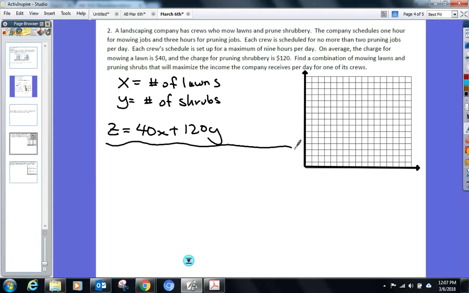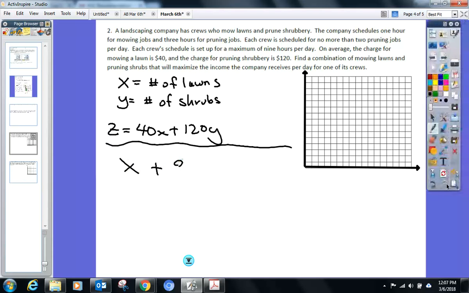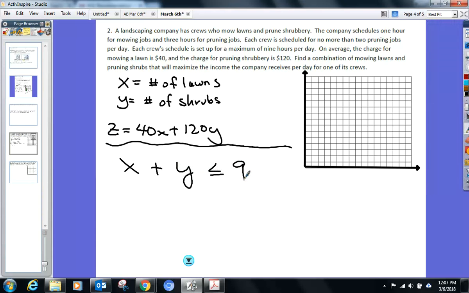Okay, only can work 9 hours a day. Now, I know most of you would like to put X plus Y less than or equal to 9. Don't write this down. Just let me write it down. You probably want to do that. But how long does it take to mow a lawn? Not what you think, according to the problem. 1 hour. But how many hours to prune a shrub? See why I can't have X plus Y? They take different amounts of hours to do. And I cannot work more than 9 hours.